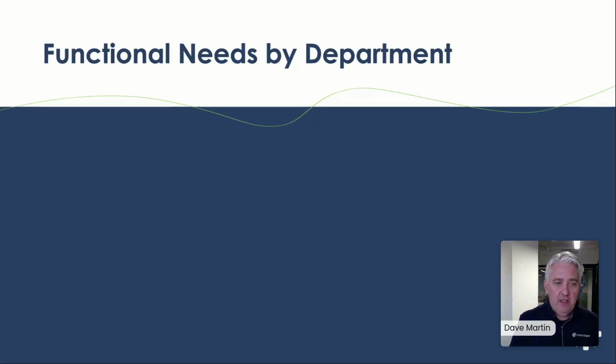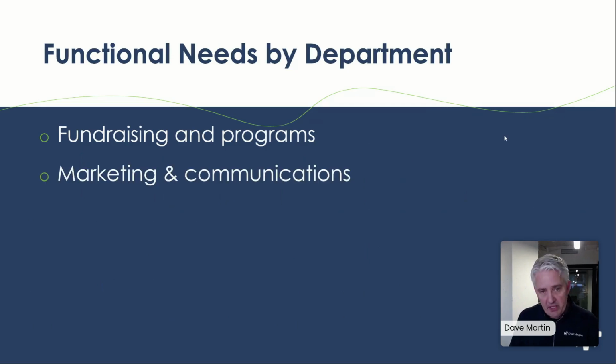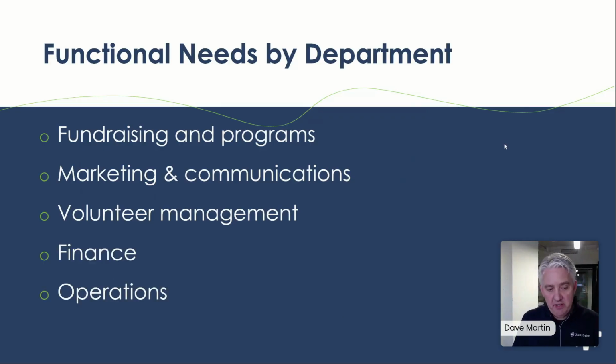What do you really need? So think about your needs by department. Interview folks internally. If it's a team of 2, it's much easier to do. If it's a team of 50 or 100 people, that gets harder to do. But you need to understand your fundraising and programs groups, marketing communications. What are their needs? Remember, must-haves and good-to-haves, or nice-to-haves. Volunteer management, finance, operations, executive level. Go by department and work with your internal folks to understand what their needs are, and do those interviews and come up with that list of questions.